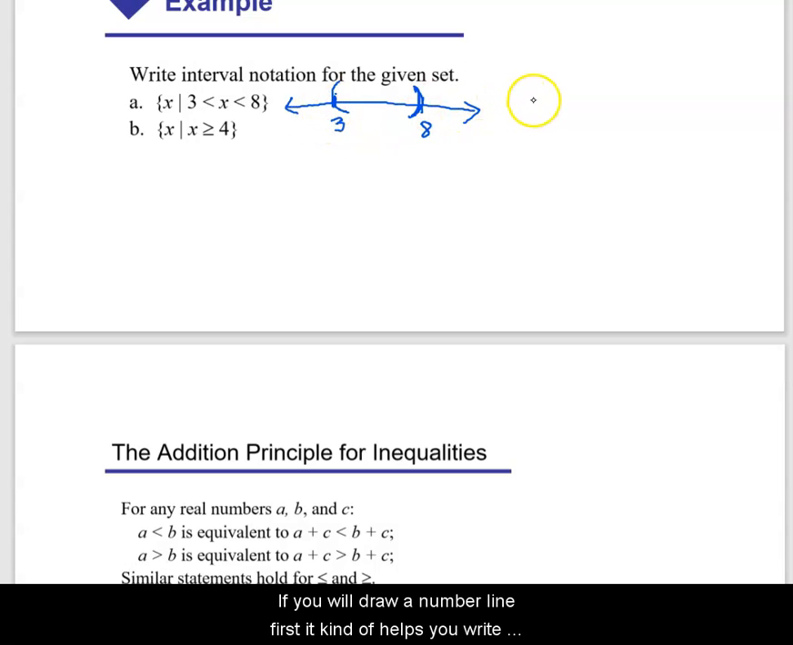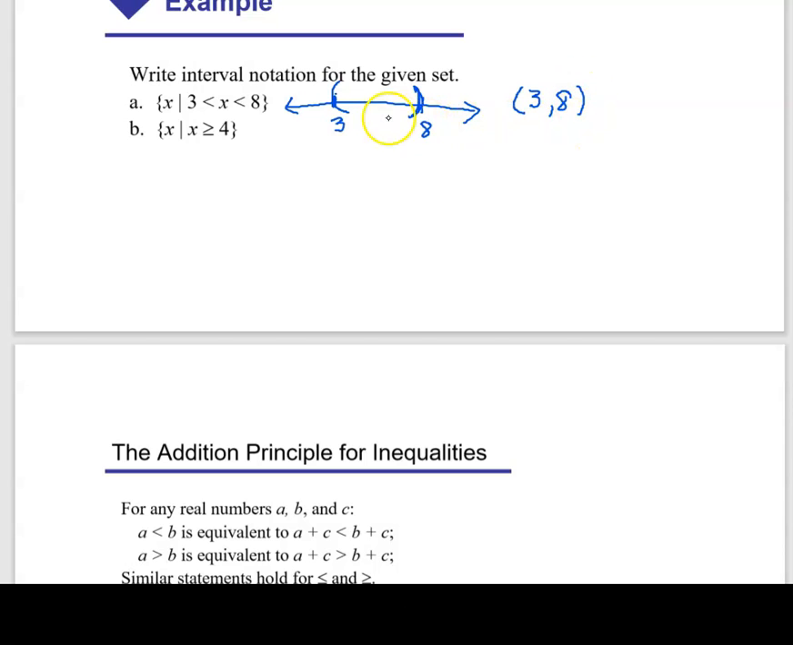If you draw a number line first, it kind of helps you write interval notation, because the way that we would do interval notation is 3 to 8.